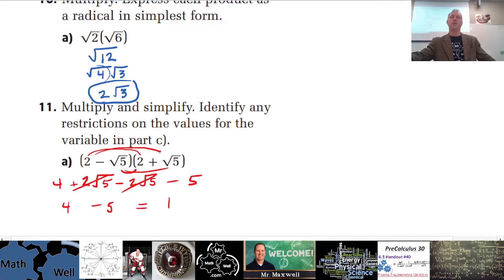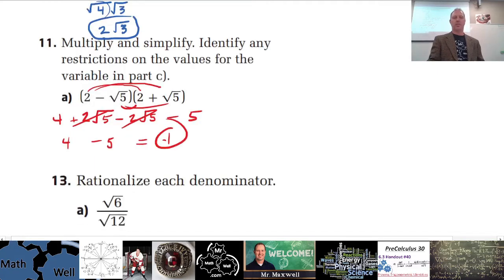There are no variables in here, so there are no restrictions on the variable. If you have a variable underneath the radical sign, remember that that whole expression has to be positive. So you set that greater than or equal to 0 and then solve for the variable, and that's your restriction. All right, everybody agree with that one? Negative 1, sorry, it should be a negative there, yep. And if you notice that these were the same terms but opposite signs, it comes out to be a difference of squares. So you could just square the first term, that's 4, and square the second term, that's 5, and then a minus, so 4 minus 5 is negative 1.